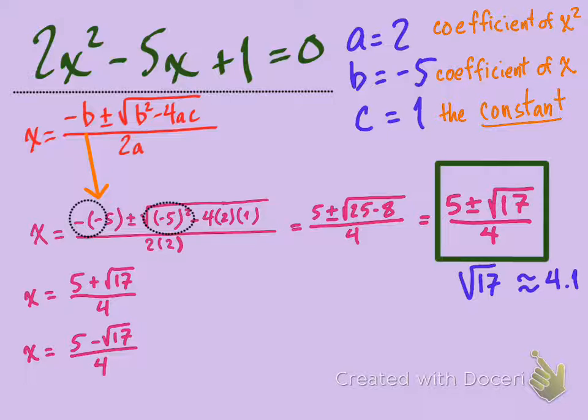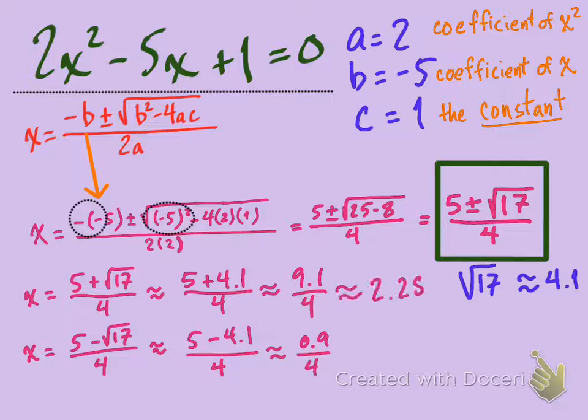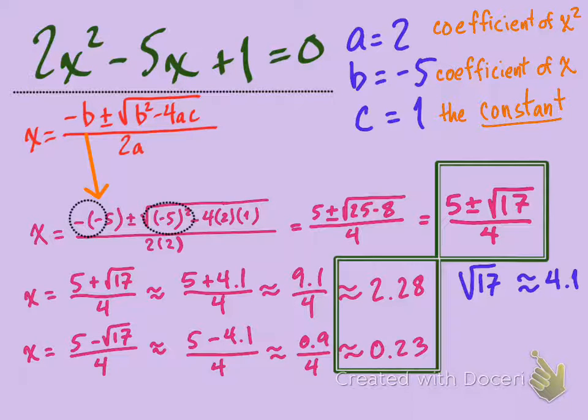The square root of 17 is approximately 4.1, which means that if you carry that out in the rest of those calculations, you're going to end up with a couple of other approximate values for x, about 2.28 and about 0.23. Now, why would you want to go to all that trouble to figure out those approximations?